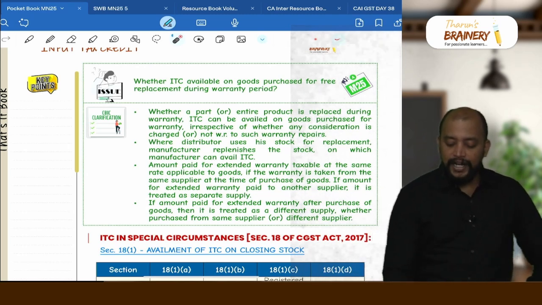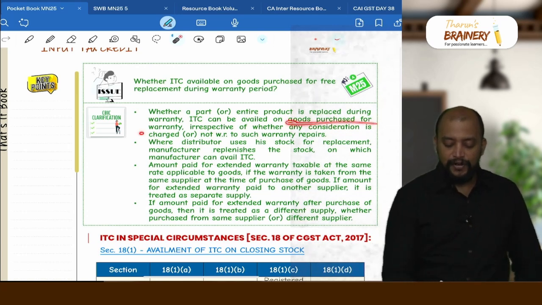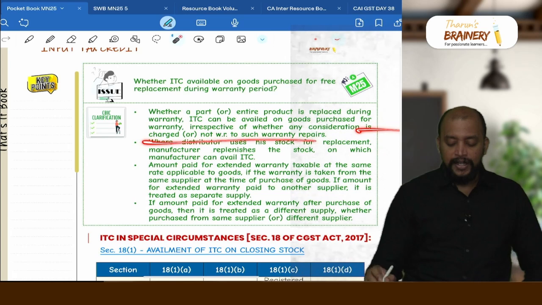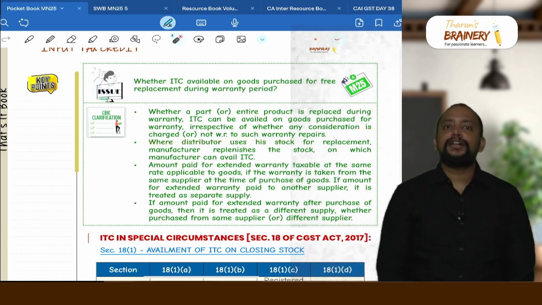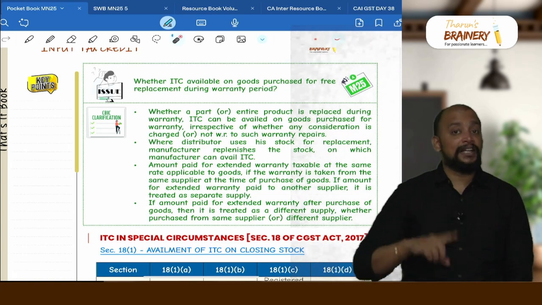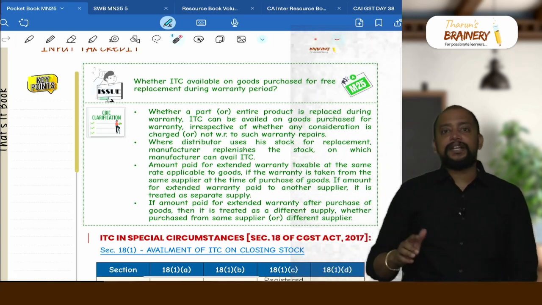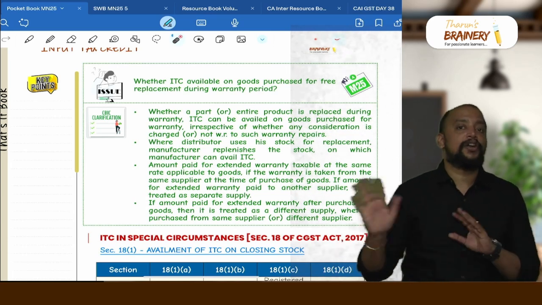So whether a part or the entire product is replaced during the warranty, ITC can be availed on the goods purchased for warranty, irrespective of whether I charge any consideration with respect to such warranty repairs. Okay. Now here, won't it come under disposal of business asset on which ITC availed? Yes, it may be a supply, and because of which we would need to pay, but that is not applicable. It is not a supply. That's what the circular says. 71C will not get attracted.